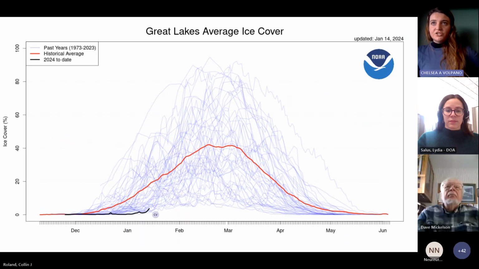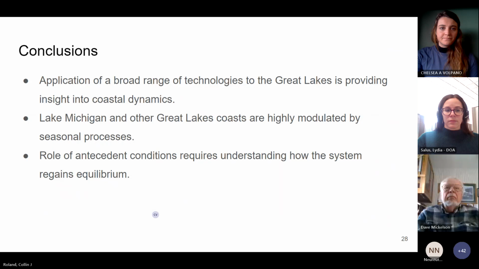And so when we think about changing ice extents, we're more likely to end up at that critical depth where the ice is at the breaking point of the waves and we're seeing more sediment transported.